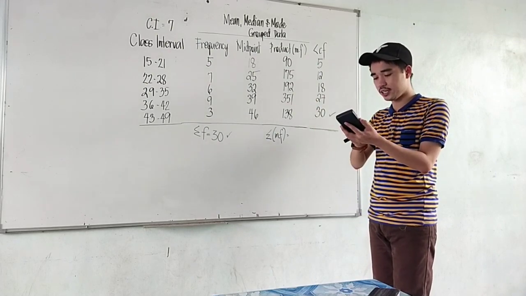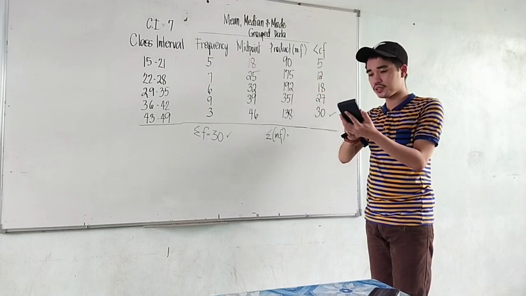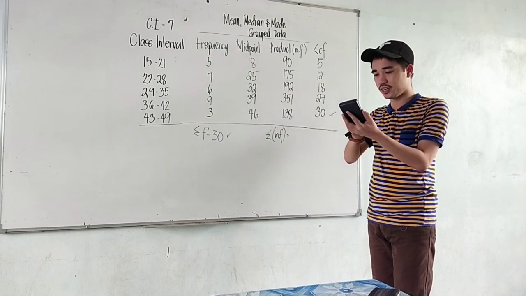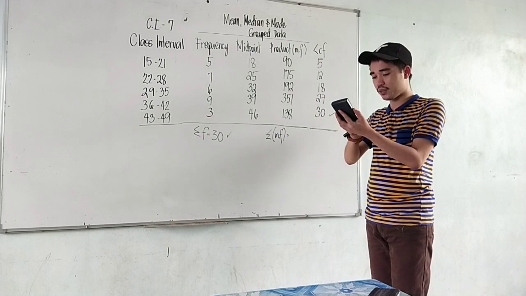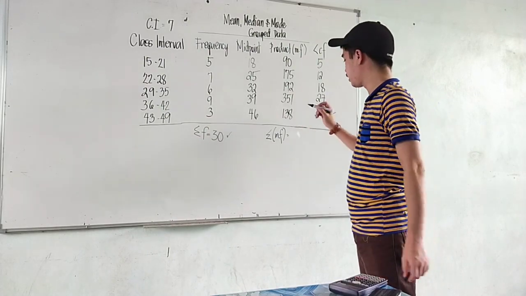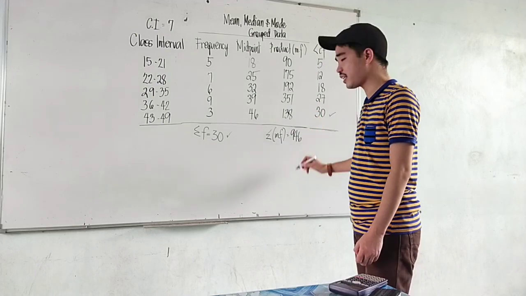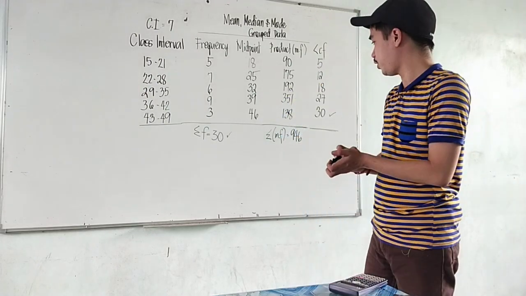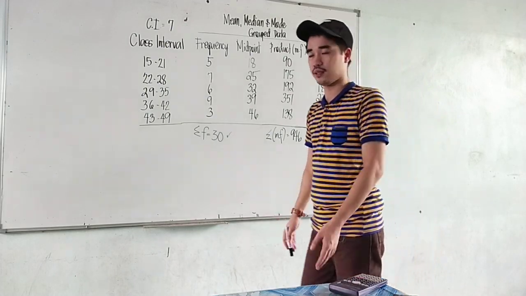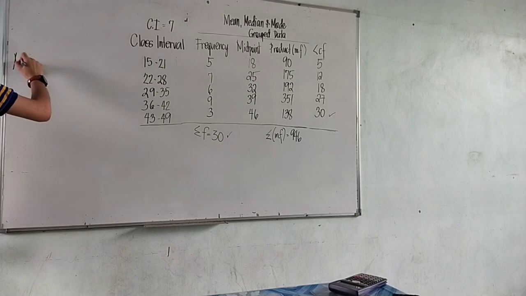Okay, so we have here 19, sundan nyo pa ako, plus 175, plus 192, plus 351, plus 138. So ang ating total ay 946. So here, 946. So here, we can solve the mean. Okay, let's solve the mean. So actually, last time, solve na po natin ito.